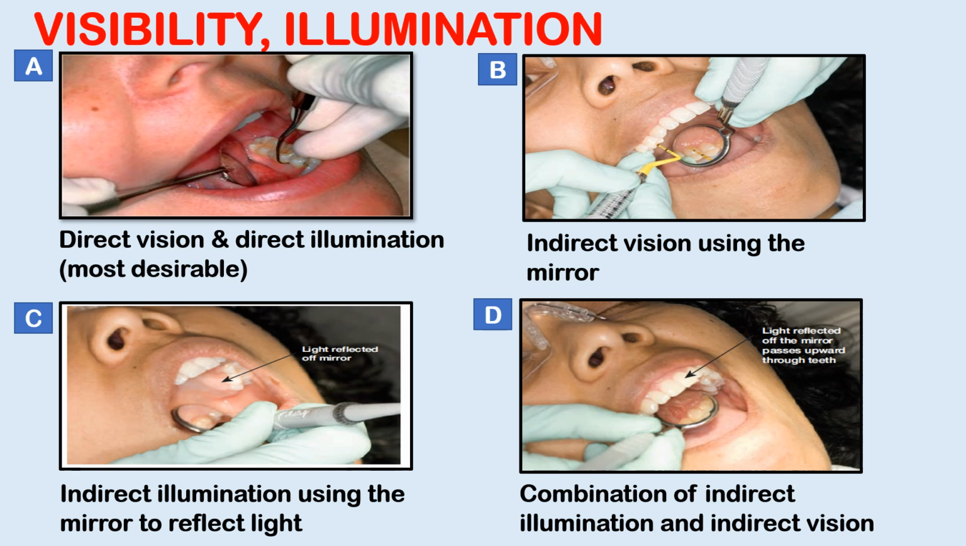So now let's talk about the second component of principles of instrumentation, which is visibility and illumination, and it can be achieved in several ways. The first one is direct vision and direct illumination, which is considered to be the most desirable method. Second is by using a mirror to obtain indirect vision. Third, a mirror is used to reflect light, which causes indirect illumination. And fourth, it is achieved by combining indirect illumination and indirect vision for viewing the palatal and the lingual surfaces of the upper and lower arch.